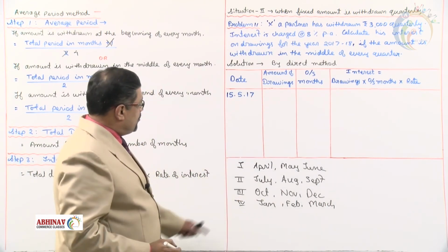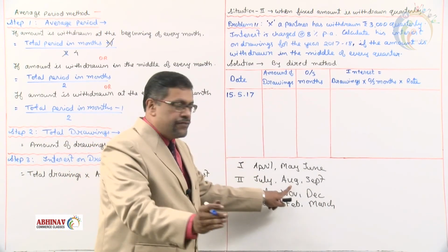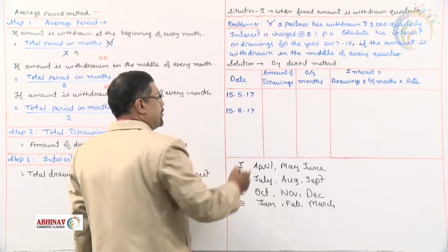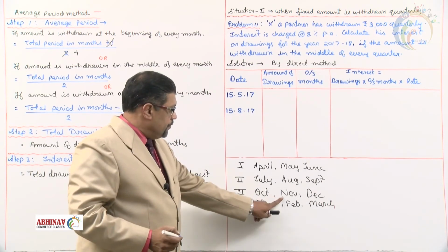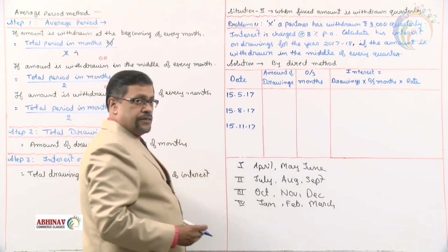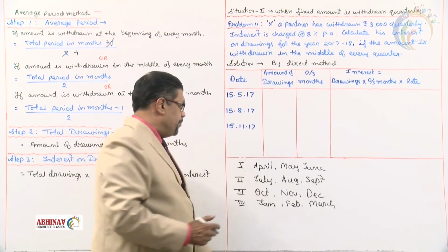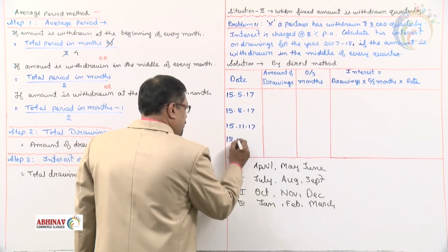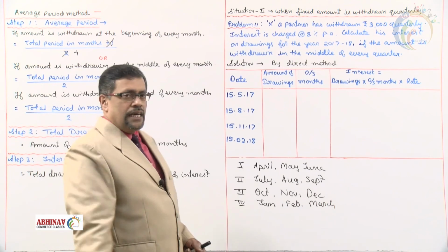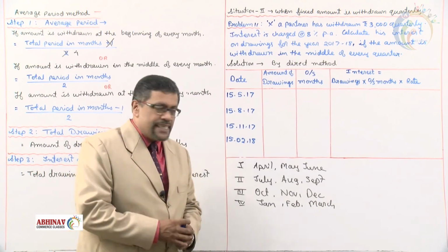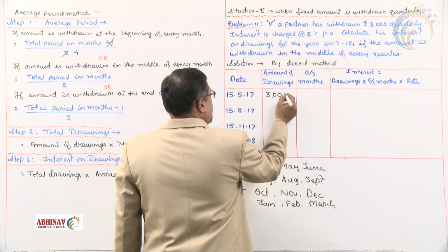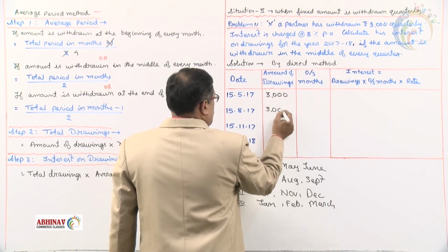Next middle is August, 15th August 2017. Then 15th November, 15 November 2017. Next Feb, 15th February 2018. These are the dates. Once you understand the dates, we'll proceed further. The amount of drawings every quarter is 3000.